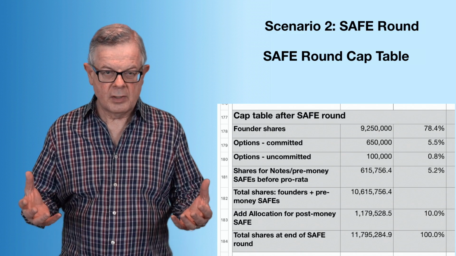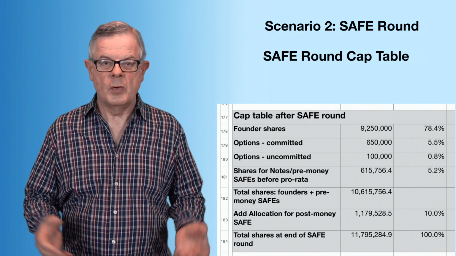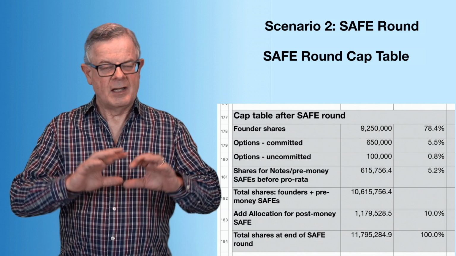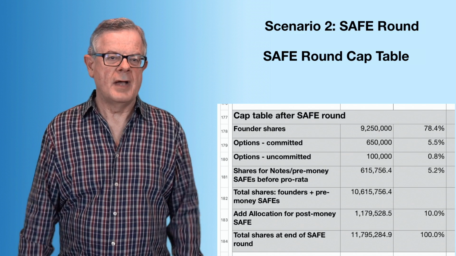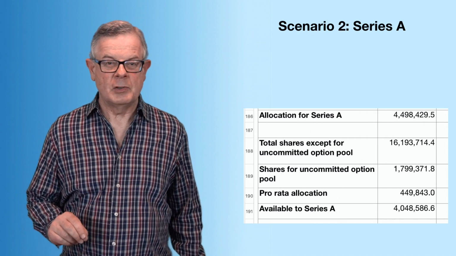And there you have the total number of shares. And of course, the post-money SAFE owns now 10% of that SAFE round. Again, looking at the SAFE round as a round standing alone by itself before the Series A occurs. So now we can take a look at the Series A.